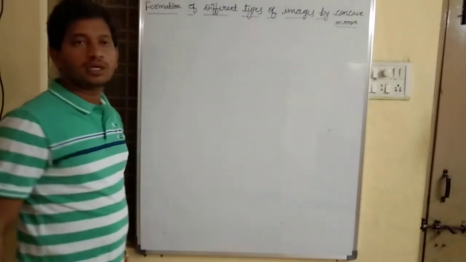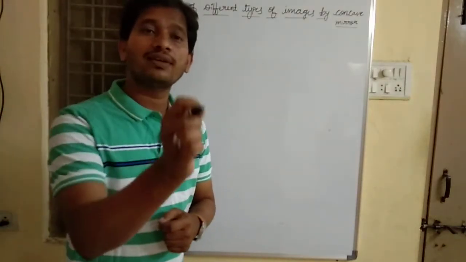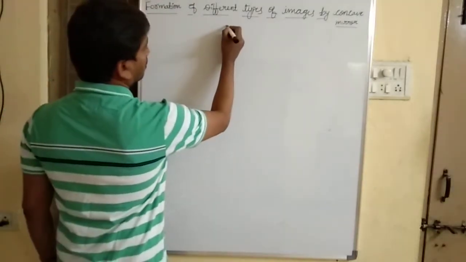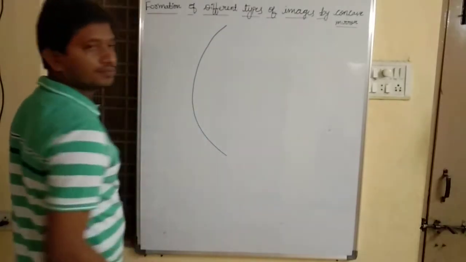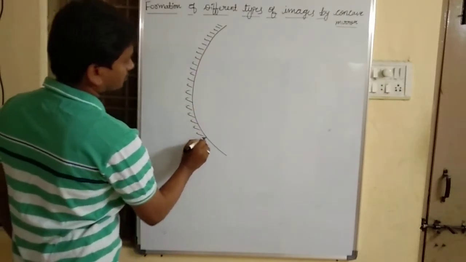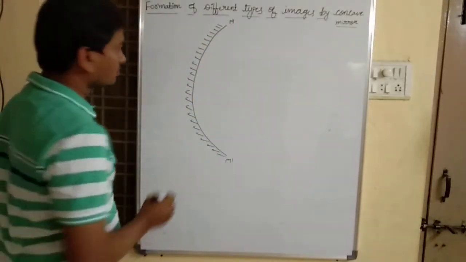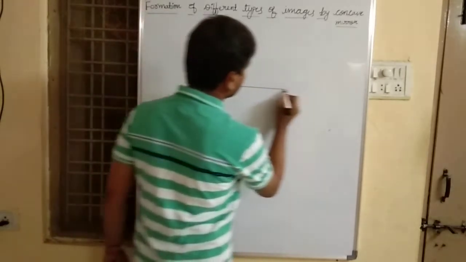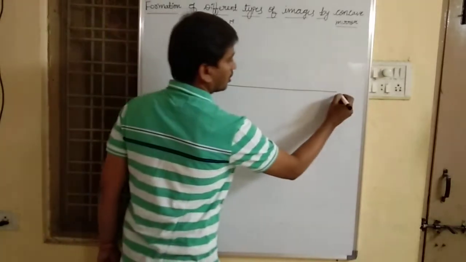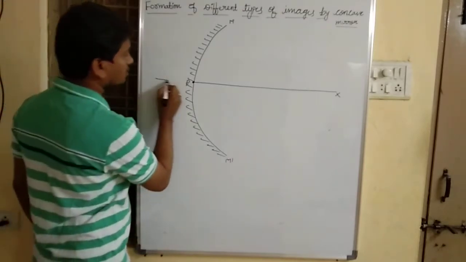So what do we mean by a concave mirror? A concave mirror is a mirror in which reflection of light takes place at the concave surface. So this is our concave mirror, M dash. This is our principal axis, and this is the pole. XY is our principal axis.